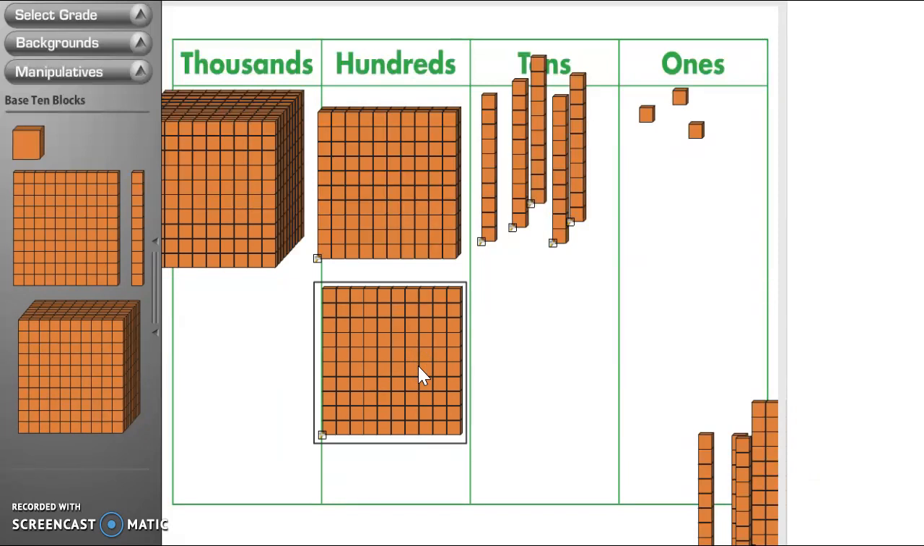So now I have one group of 1,000, 3 groups of 100, 5 groups of 10, and 3 ones, for a total of 1,353.